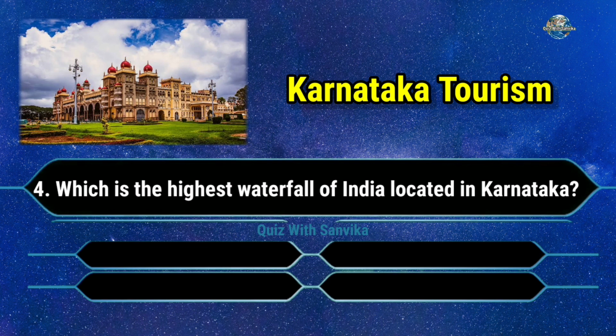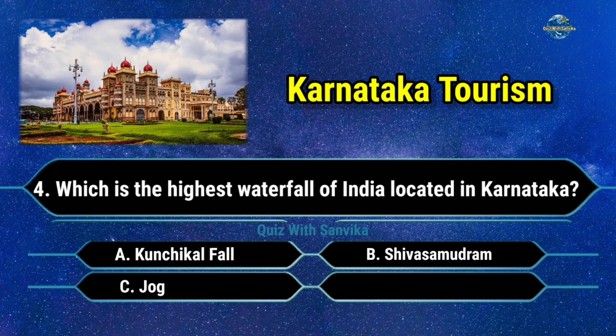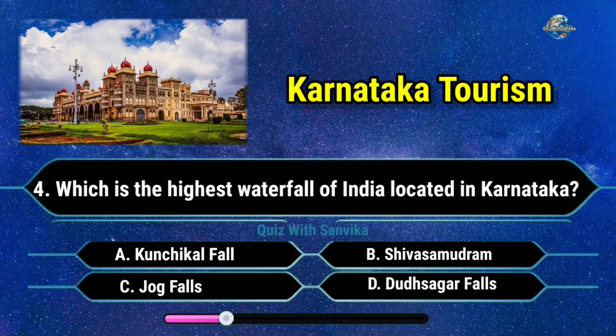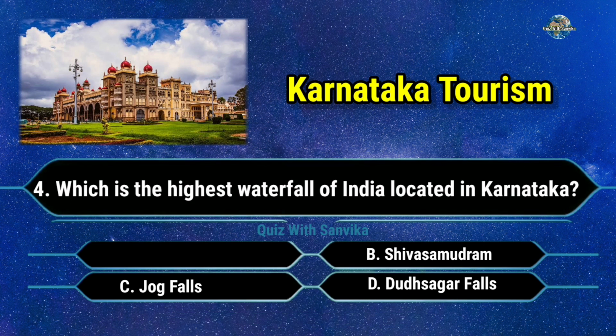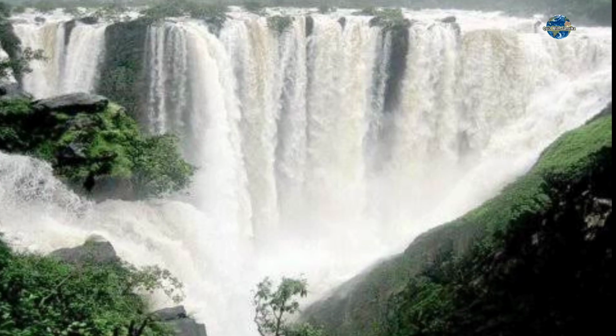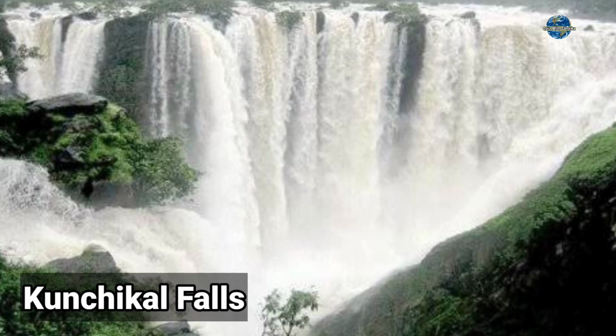Which is the highest waterfall of India located in Karnataka? Options are A. Kuchikal Falls, B. Shivasamudram, C. Jog Falls and D. Dudhsagar Falls. Kuchikal Falls.